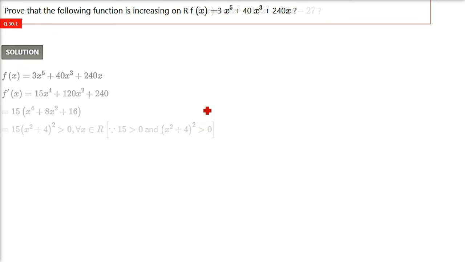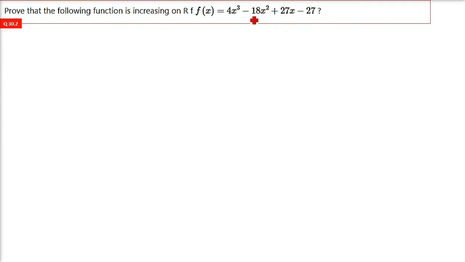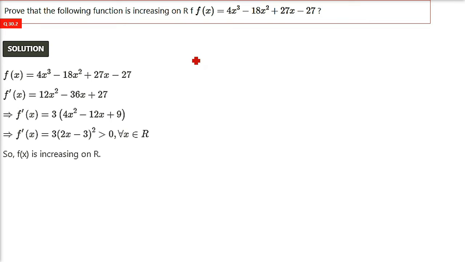The questions which are coming like this also have the same logic. I will just show you how it is to be done, because it is similar to the previous question. You just have to make it a perfect square. So (2x minus 3) whole square will always be positive because it is a square, and 3 is a constant. So this function is increasing on the real numbers R. Positive into positive will always be positive. That tells f dash x is greater than 0.